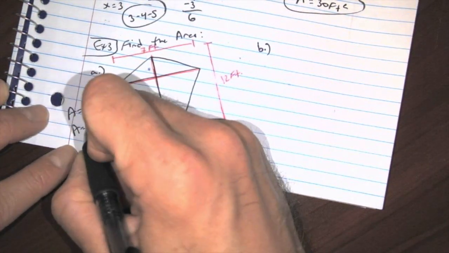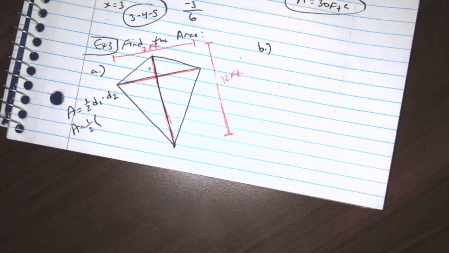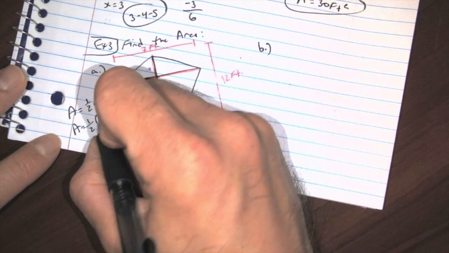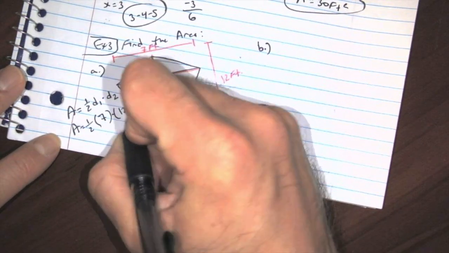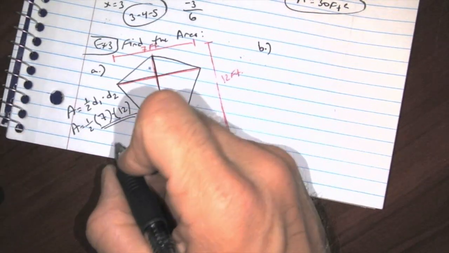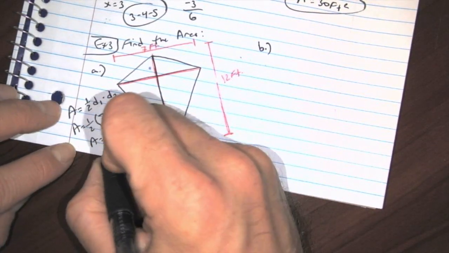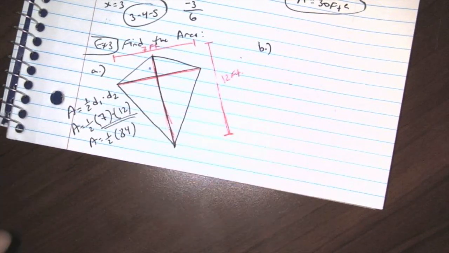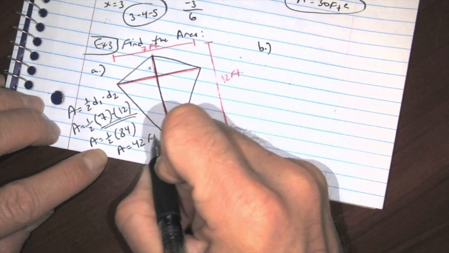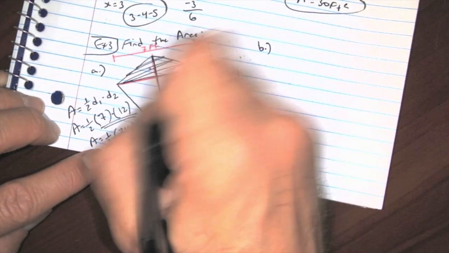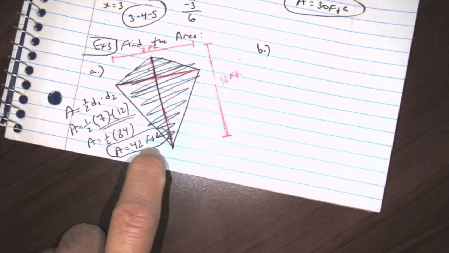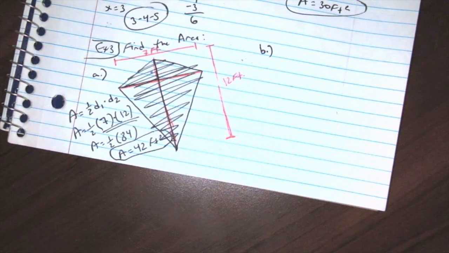Plug it in. 1/2 d1. Folks, it's multiplication, so it doesn't matter if the 7 comes first or if the 12 comes first. 7 times 12, d2. 7 times 12 is 84, and half of 84 is 42. 42 feet squared. If I were to color this entire kite in, it would be about 42 feet squared of paint, crayon, or marker, whatever you're coloring it in with.